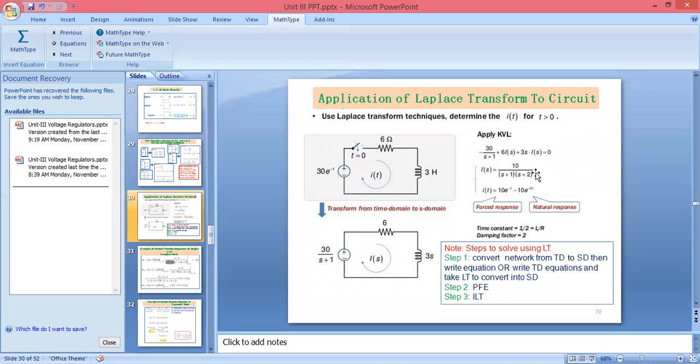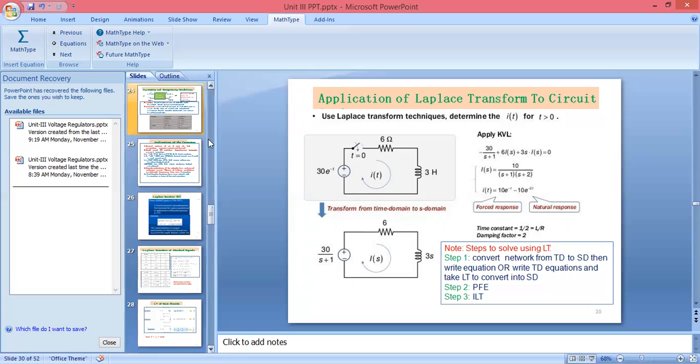Again, you are converting that value into the time domain. How can we convert 1 upon s plus 1? We can write e to the power minus t. 10 stays as it is because it is a constant. If we have two terms, we can take a minus sign. Again 10 as it is, 1 upon s plus 2. If we convert that from the frequency domain into the time domain, 1 upon s plus 2, we will get e to the power minus 2t. I have written the same.